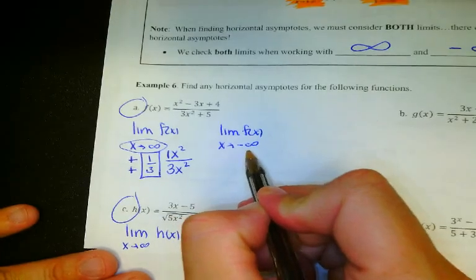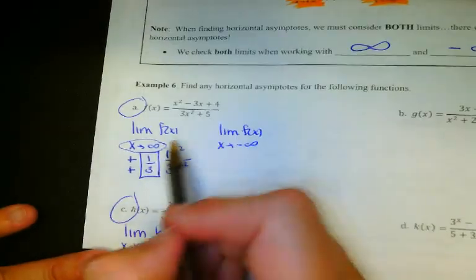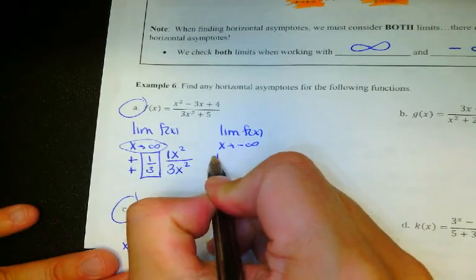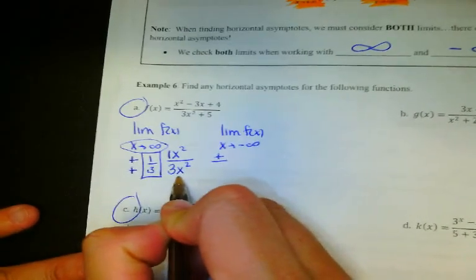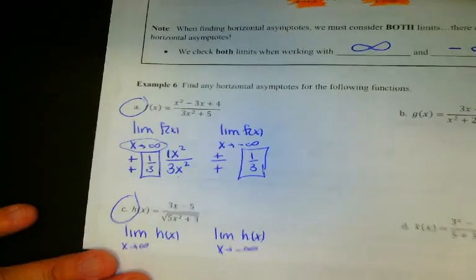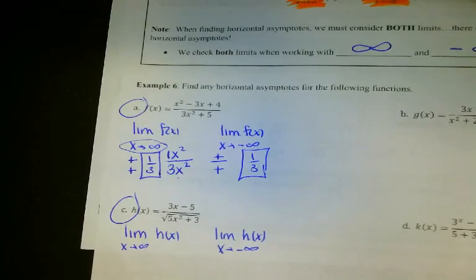When I check negative infinity, it's the same function. It's still ratio of the coefficients. I just got to check the signs. If I plug in a negative infinity, I get a positive. And on the bottom, I'll also get a positive. So this limit is also 1/3, okay, for both positive and negative infinity. So it's the same on both sides.